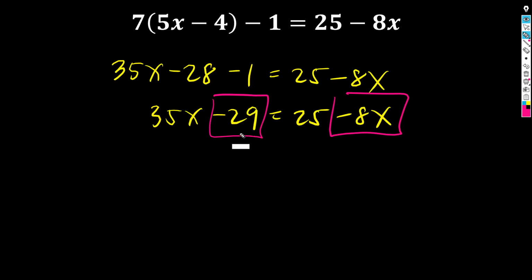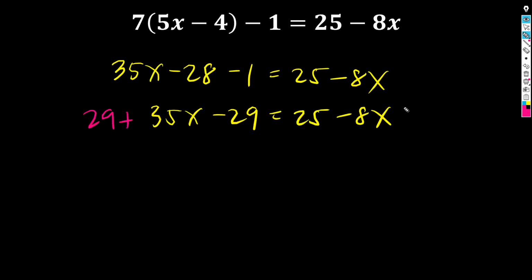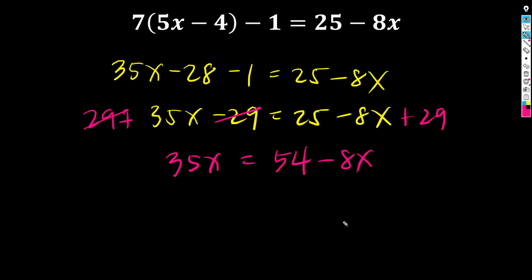Okay, so let's remove the minus 29 and then minus 8x by applying properties. No? APE mainly. So, tanggalin natin si minus 29. What do? I add 29 to both sides of the equation. 29. Tanggal yan dito sa kaliwa. Leaving me with 35x equals, then you have your 25 plus 29. Ilan to? 54? 54. No? Minus 8x. Okay? Then what?